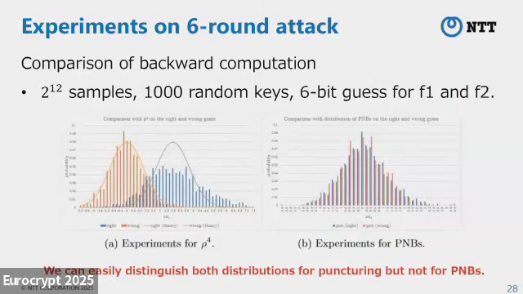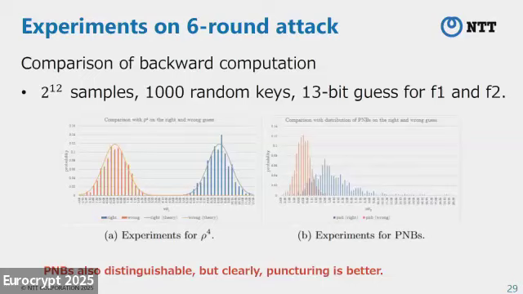OK, so this is the experimental result. We use 2 to the 12 samples and 1,000 random keys and a 6-bit guess for F1 and F2. And we compare the PNB and puncturing. The left one is puncturing. The variance is a bit wider than the theoretical estimation, but the average is a nice estimation. But in the case of the PNB, clearly we cannot distinguish anything. For example, if we guess more key bits, a 30-bit key guess, then of course we have a more accurate key recovery, accurate approximations, and the distribution is much nicer too. In that case, the puncturing gives a very nice experimental result, and for the PNB, we can maybe distinguish, but clearly puncturing is much better.